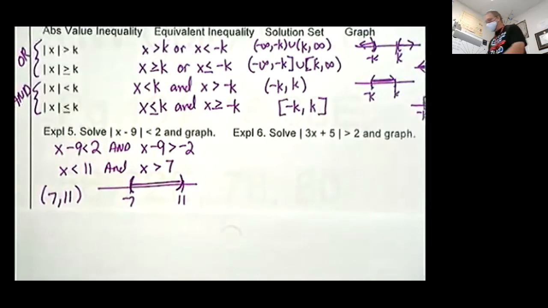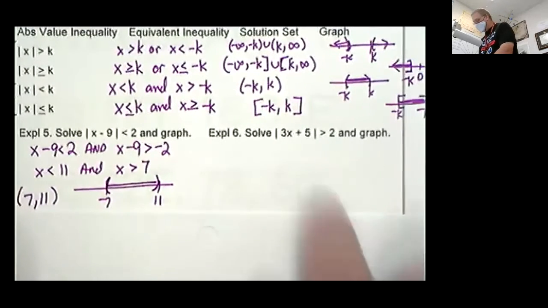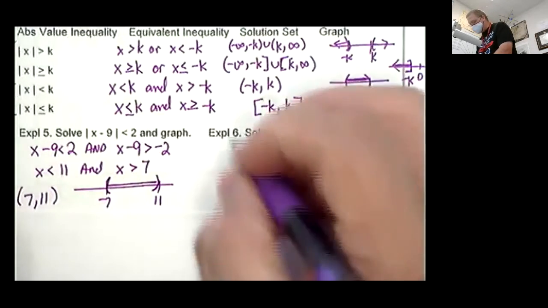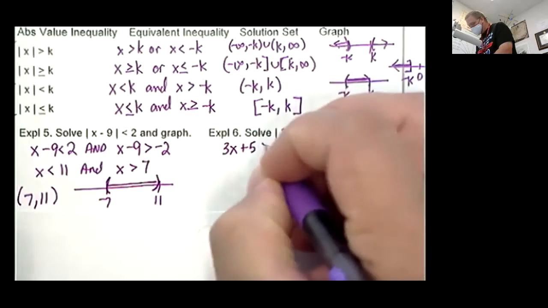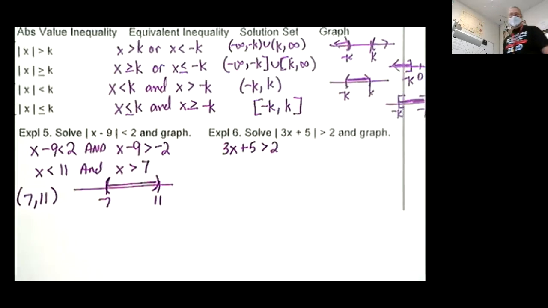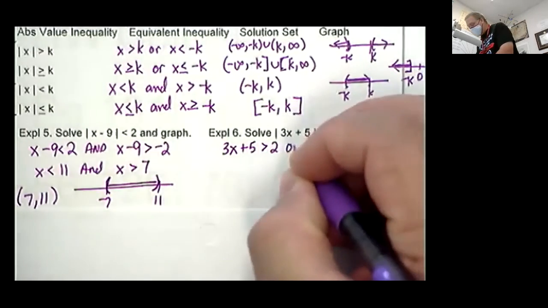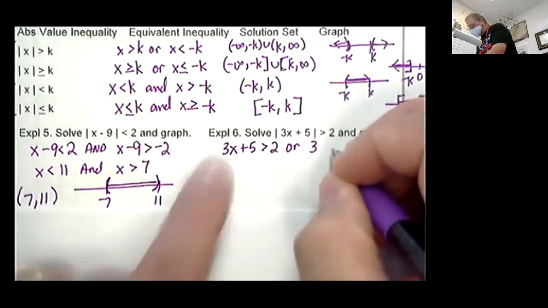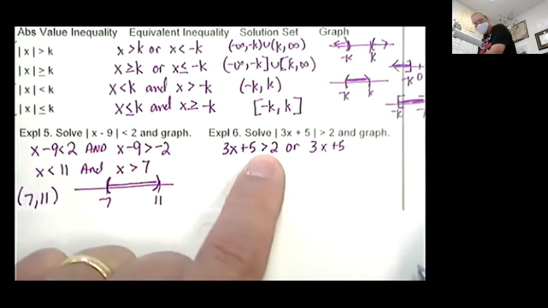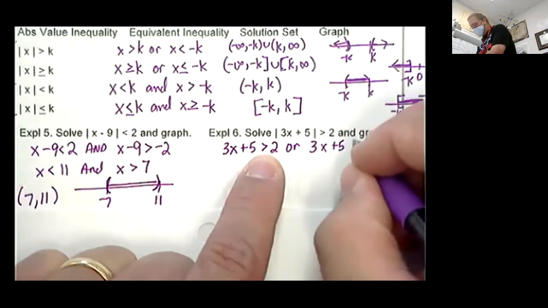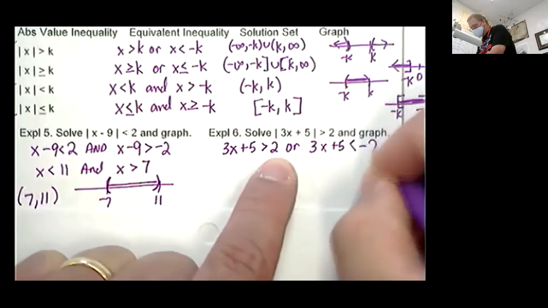Example 6, same thing. The first equation is exactly the same without the absolute value bars. 3x plus 5 is greater than 2. Which inequality is this? Greater is an OR graph. The second inequality is the same, but we're going to flip the inequality symbol. Now it's a less than, and the 2 becomes negative.